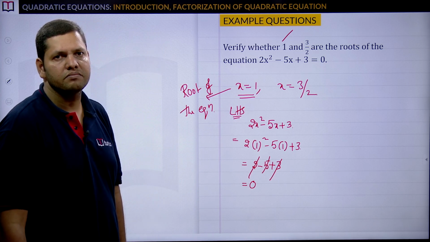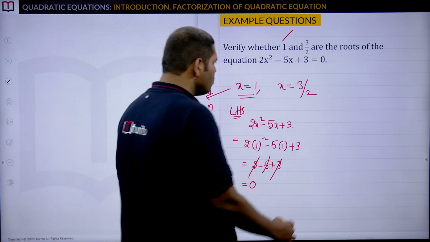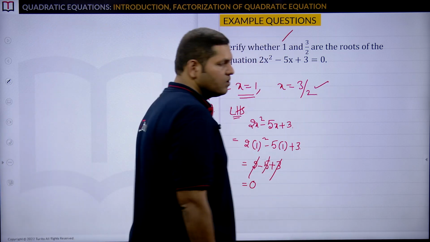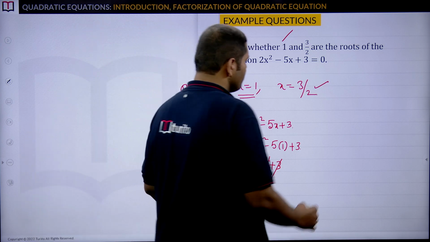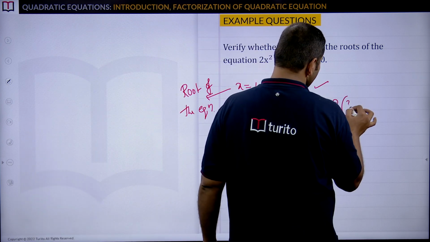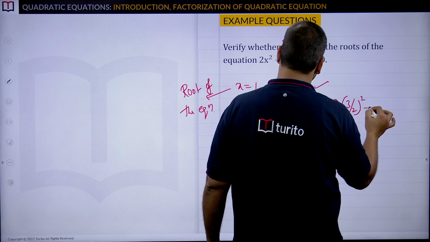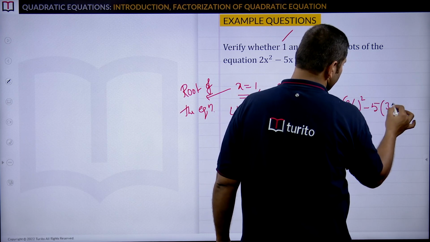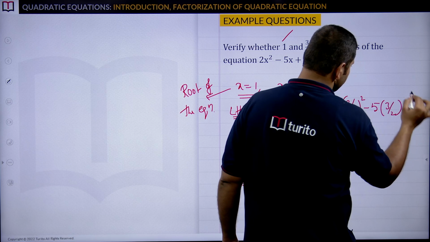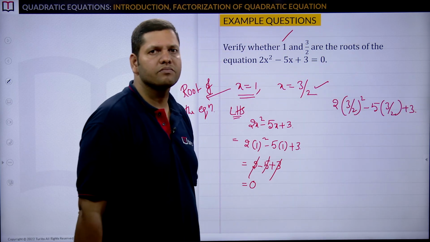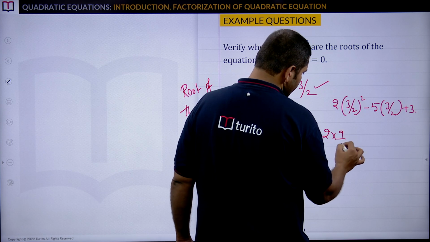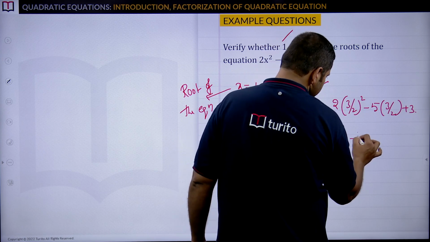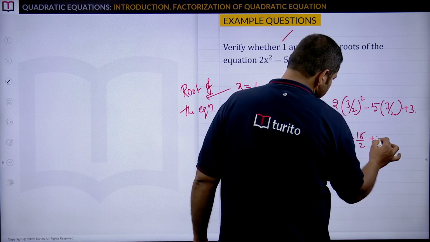Isn't it? Next one, children, x is equal to 3 by 2. I can substitute it in place of x, children, and check it. So 2 into x square means we can write 2 into 3 by 2 whole square, and this is minus 5 into 3 by 2, and it is plus 3. So this is 2 into, 3 square is 9 and 2 square is 4, and this is 15 by 2 and this is plus 3.